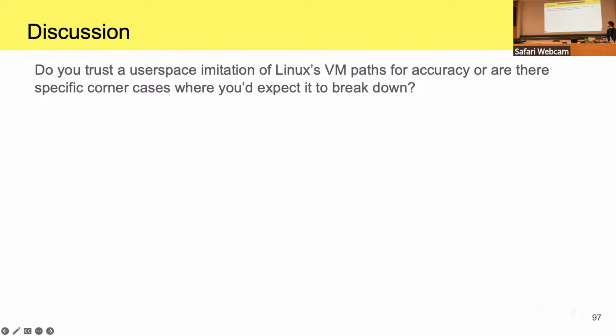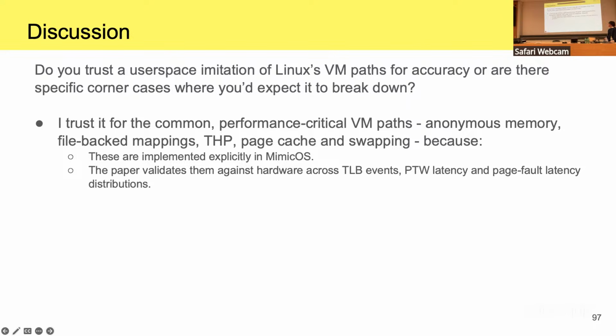So the second question is, do you trust the user space imitation of Linux's VM paths for accuracy, or are there specific corner cases where you would expect it to break down? I would trust it for the common performance critical virtual memory paths because these are implemented explicitly in Mimic OS. The paper validates them against hardware across TLB events, page table walk latencies, and page fault latency distributions.